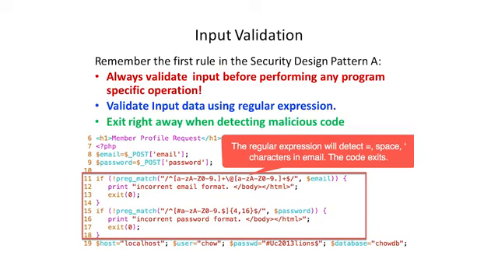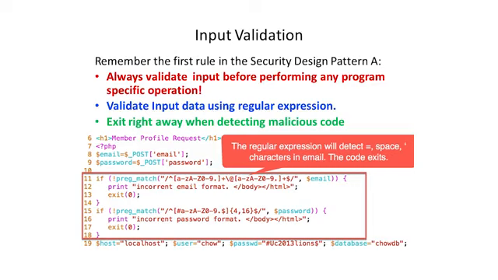Remember the first rule in security design pattern A we presented in the previous lesson. For command injection defense, we observe three sub-patterns. The first one: always validate input before performing any program-specific operation after we read the input. Second, we validate the input data using a regular expression to detect the malicious string. Third, we exit right away once we detect the malicious string or code.